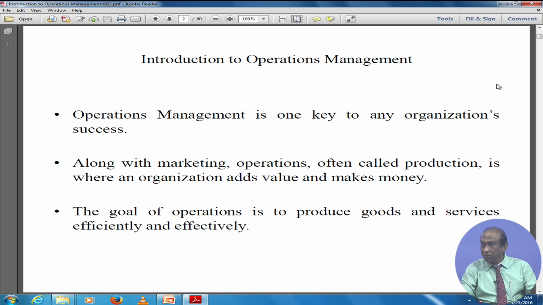Okay. So, the goal of the operations function is to produce goods efficiently and effectively, and there is a major difference between effectiveness and efficiency, and we would like to see the broader aspects of these two terms. Okay.